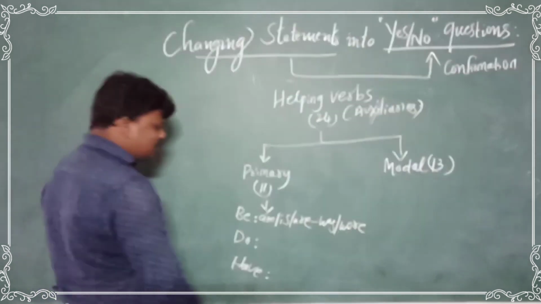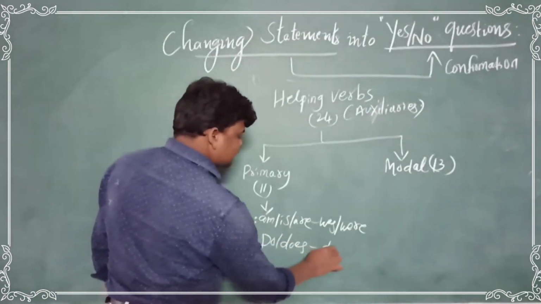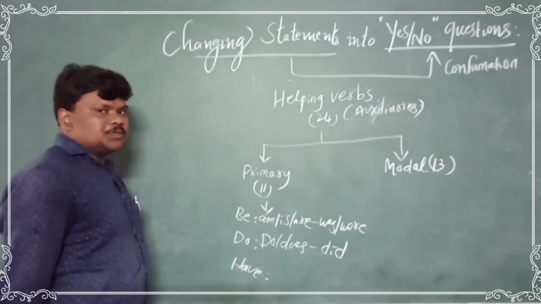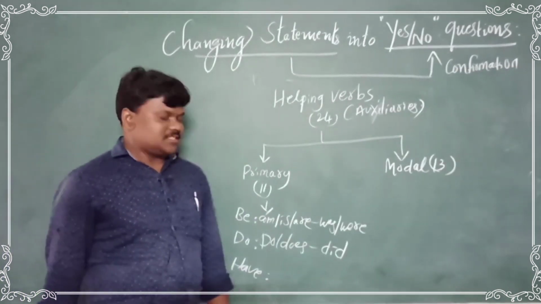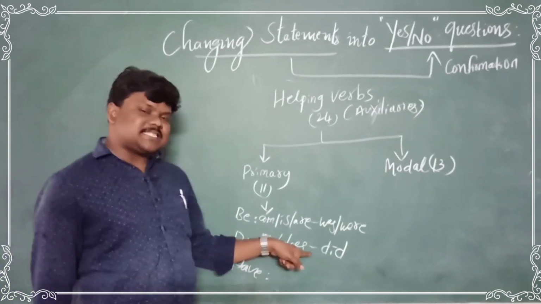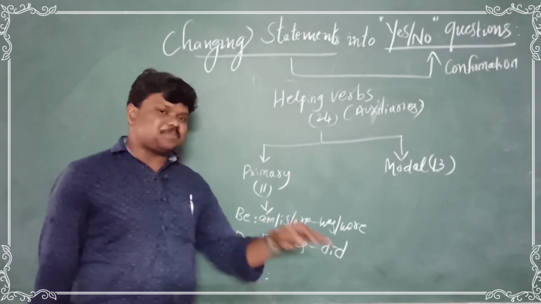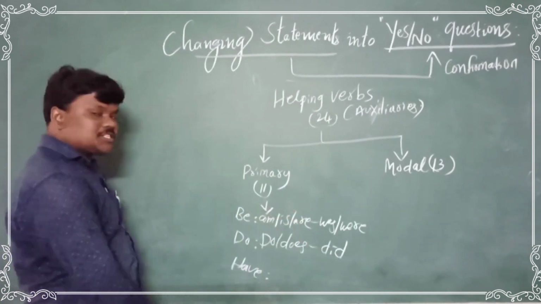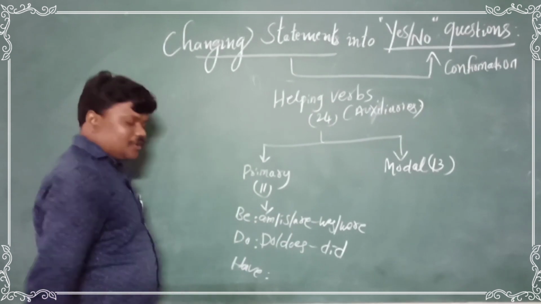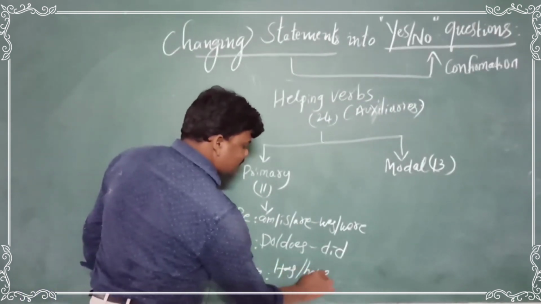And what about do forms? Do, does, did. Do forms. And what about have forms? Do, does are present do forms. Did is a past do form. And have forms: has, have, had.